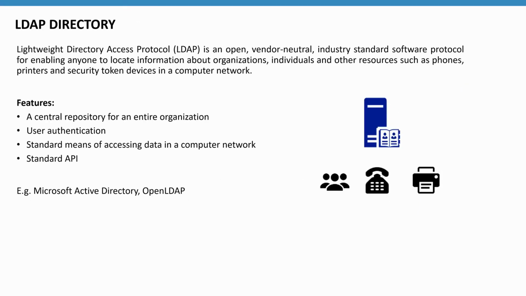LDAP Directory. It's a database. It stores organization employees' name, hierarchy, your fax machine, telephones, printing machine, they all stay in the LDAP directory. It is also a user authentication mechanism. When you go into your corporate and log into your machine, most of the time, the authentication mechanism is coming from the LDAP directory. A very good example for LDAP directory is Microsoft Active Directory.